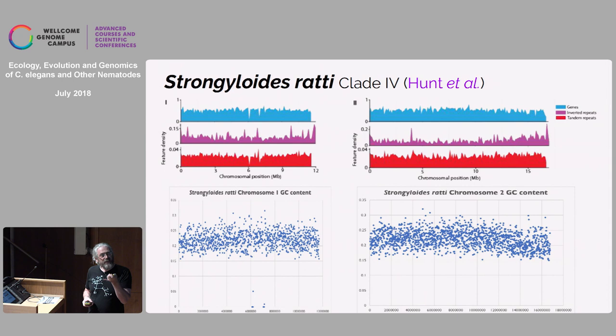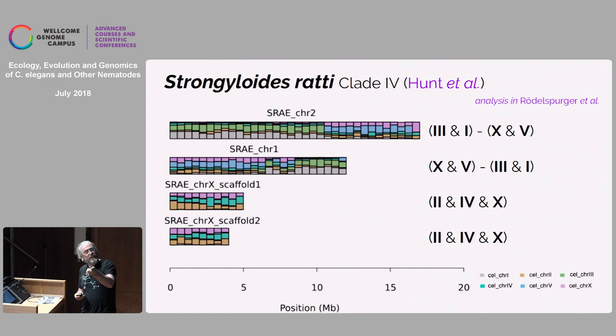Interestingly, the chromosomes of Strongyloides ratti don't have this strong repeats at the end and conservation in the middle structure, and the same with the GC content. It's pretty flat and pretty evenly distributed in terms of variance along the chromosomes. So there's something different about Strongyloides ratti chromosomes, but it's still true that Strongyloides ratti chromosome 2, for example, does have a section on the end which looks like 5 and X of C. elegans mixed together.